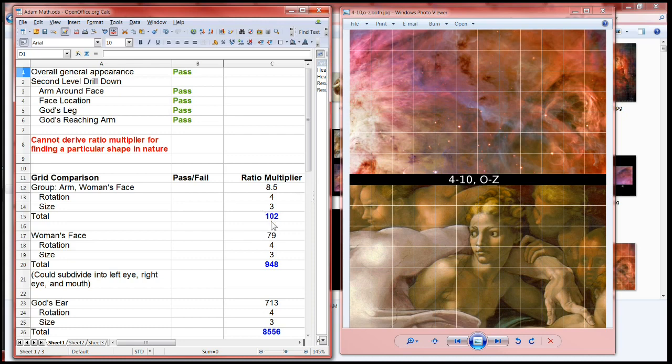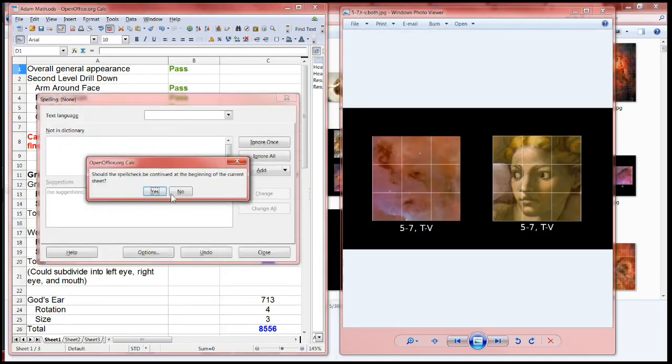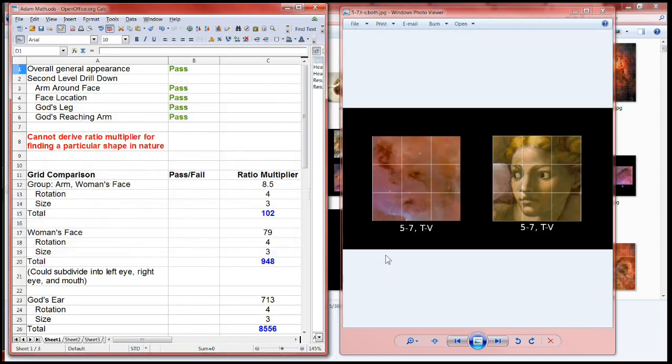Now let's take a look at the woman's face. This is a smaller subsection right here of 5 through 7 and T through V, which equals a 9 grid comparison. As we can see, the general appearance is there. We can see that her face is there. We can see where it starts over here, and we can see where her chin is, same location. We can see where her mouth is, same location.